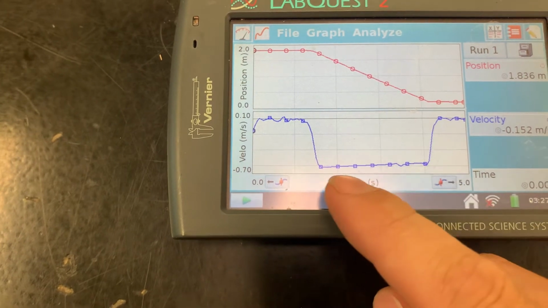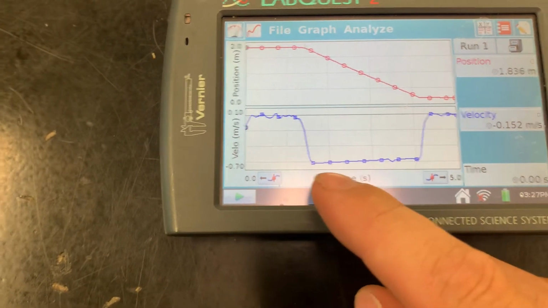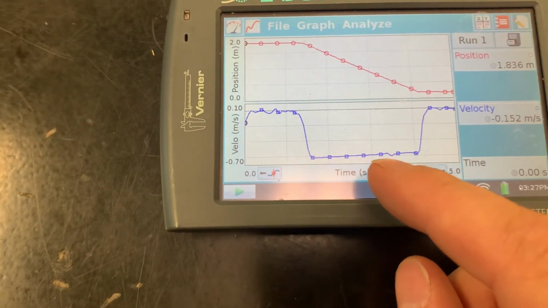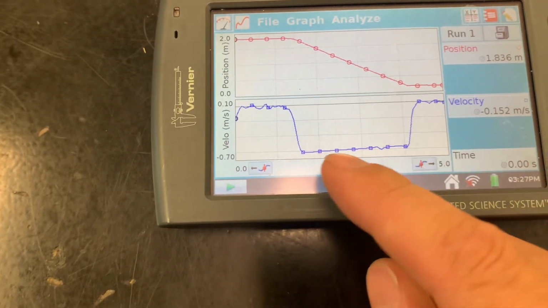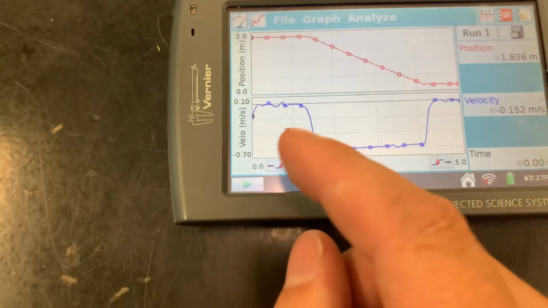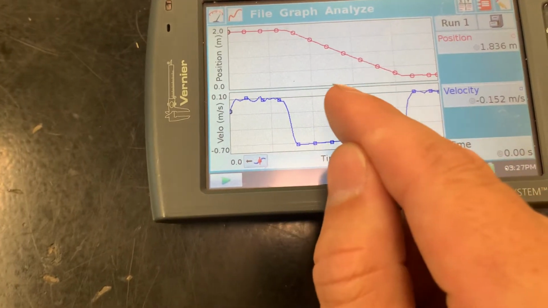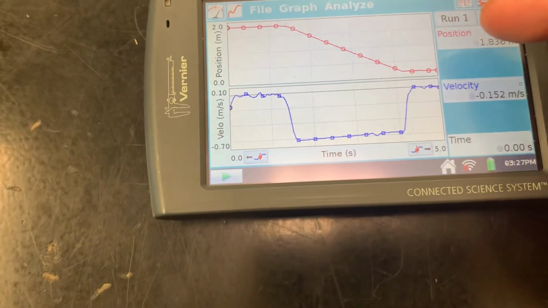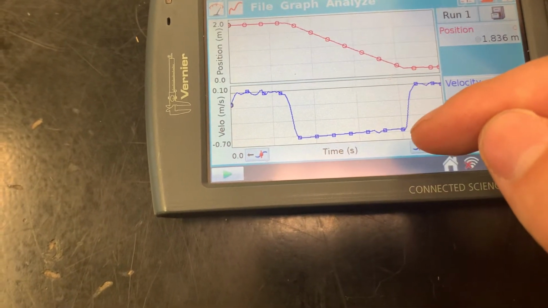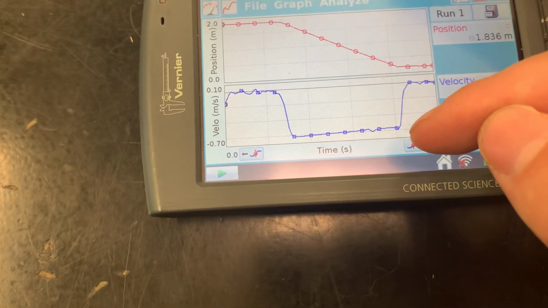Maybe it's got a slight slope to it, but that's because it wasn't perfectly a constant speed. It actually slowed down just a little bit as it moved. But what you end up seeing here is a constant negative velocity. This is actually the x-intercept right up here. So this is actually below the x-axis, so it's showing a negative value.